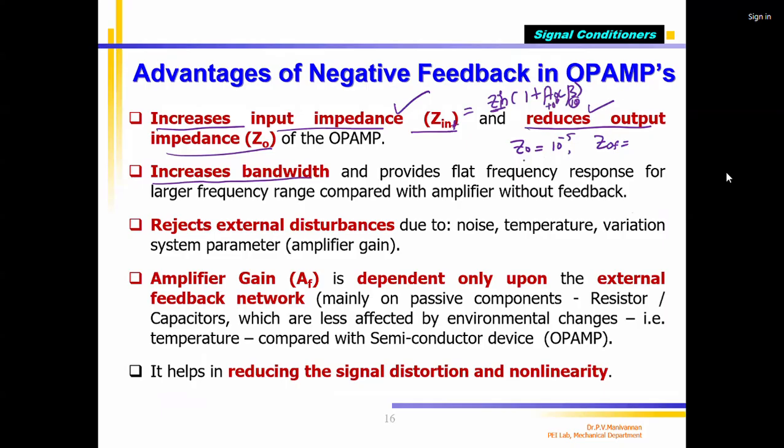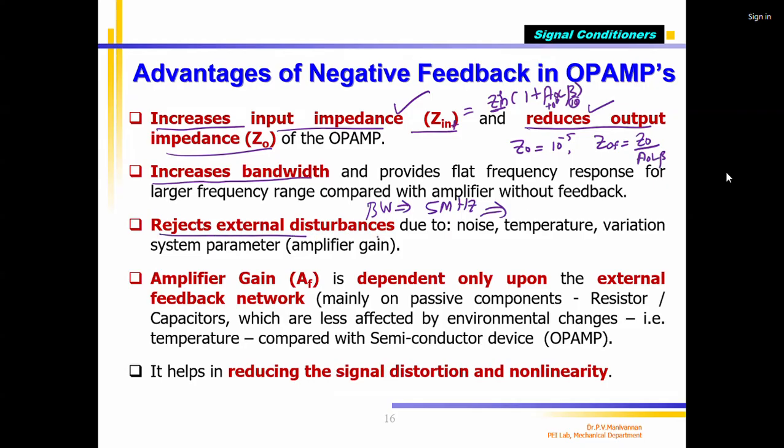Similarly, Zo should be 0, but practically it is 10 power minus 5 ohms, that is micro ohms. But if I give negative feedback, Zo becomes Zo divided by AOL times beta. It will be reduced further. You can see now it is a division. This is another advantage. Bandwidth, I said, increases. The gain bandwidth, say 5 megahertz, may increase more if I give negative feedback. How much, there's a formula I will show.